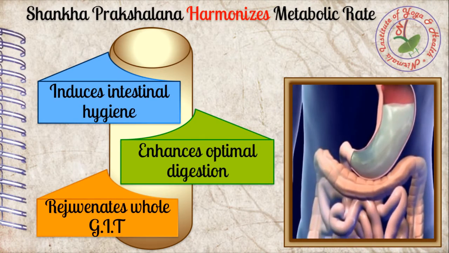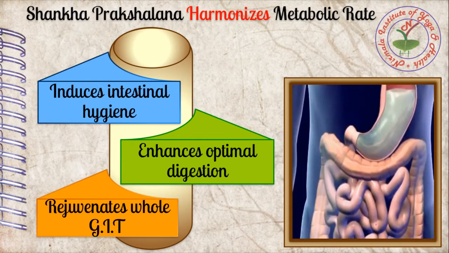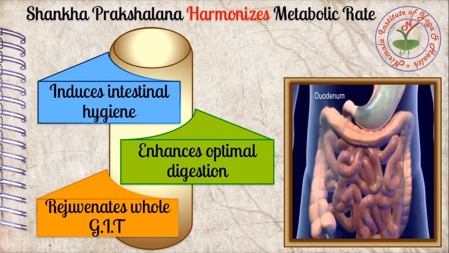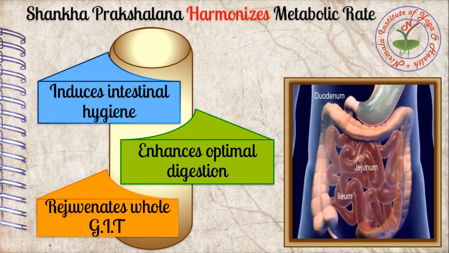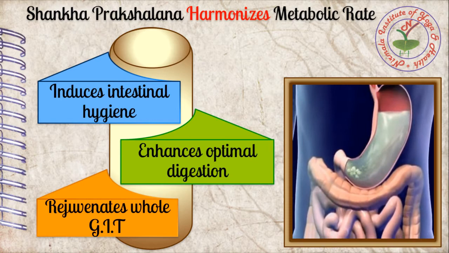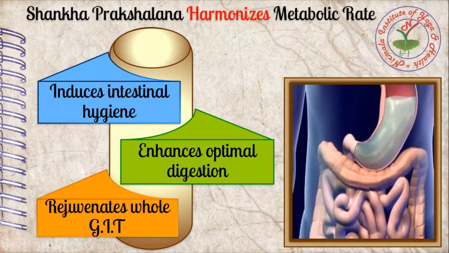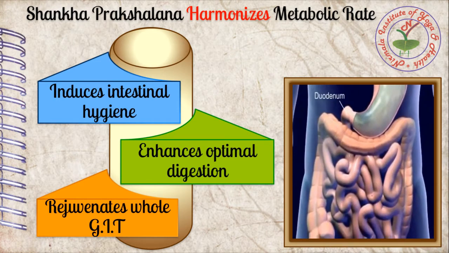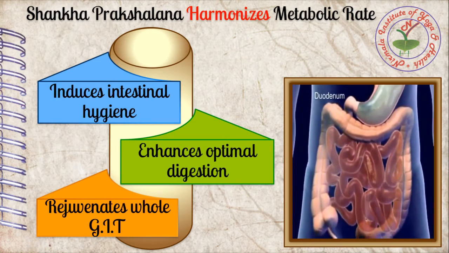First practice is Shankha Prakshalana. It is a cleansing practice for the gastrointestinal tract with the help of lukewarm saline water and specific asanas. In the gastrointestinal tract, the major metabolic process of the body initiates, that is digestion. Digestion is the primary process of metabolism, from where transformations start between matter and energy. Hence, purification of the gastrointestinal tract is crucial for regulating the metabolic rate.